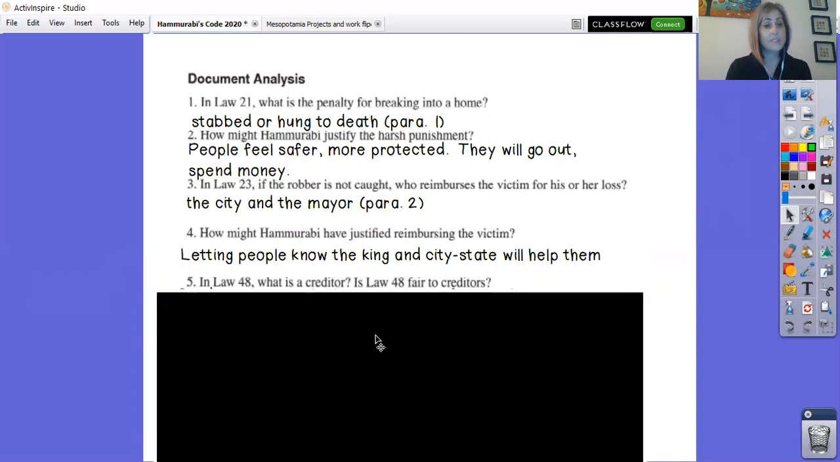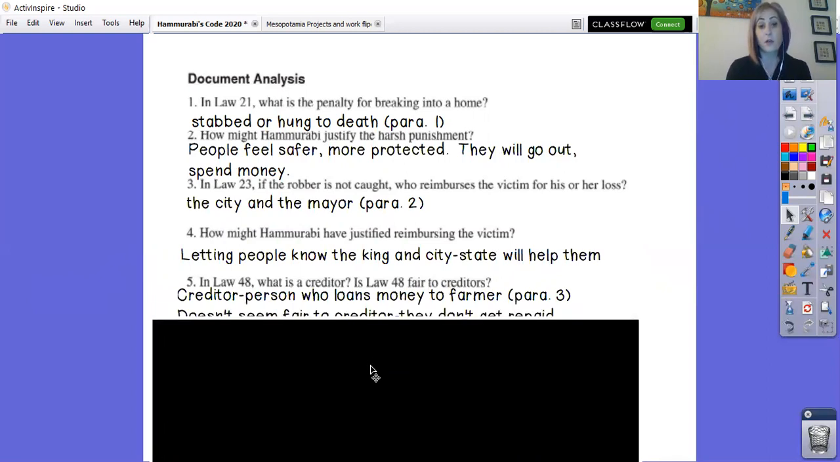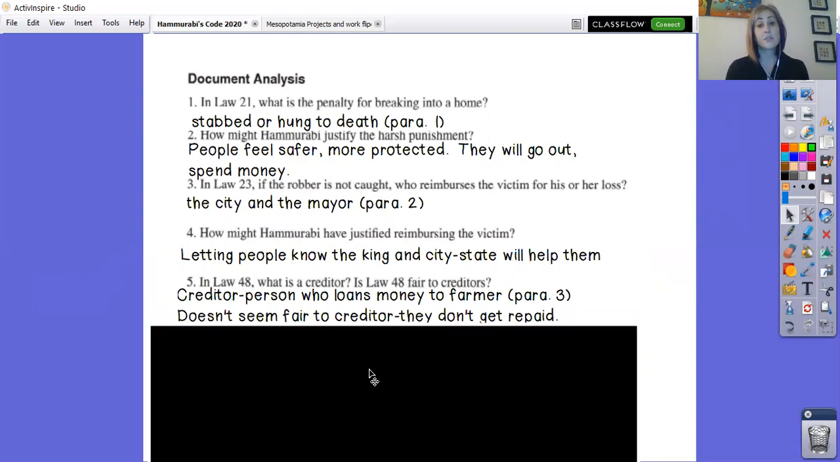Number 5 says, in Law 48, what is a creditor, and is Law 48 fair to the creditors? So that's where it's saying if you borrow money from a creditor, so a creditor is someone who loans you money. If you borrow money and your crops are ruined, you don't have to pay the creditor back. This seems great for the farmer, but it doesn't seem great for the creditor because then they lose money.